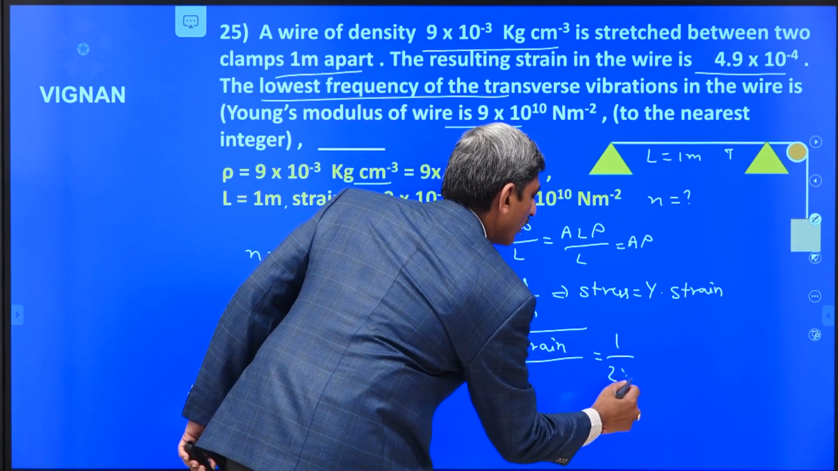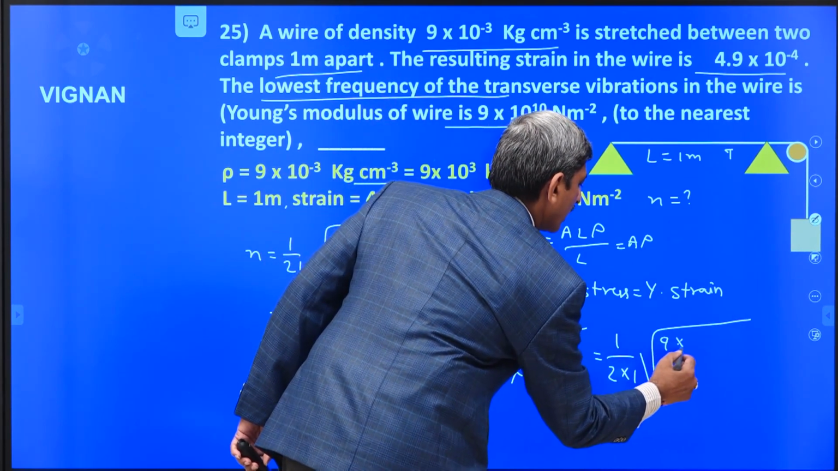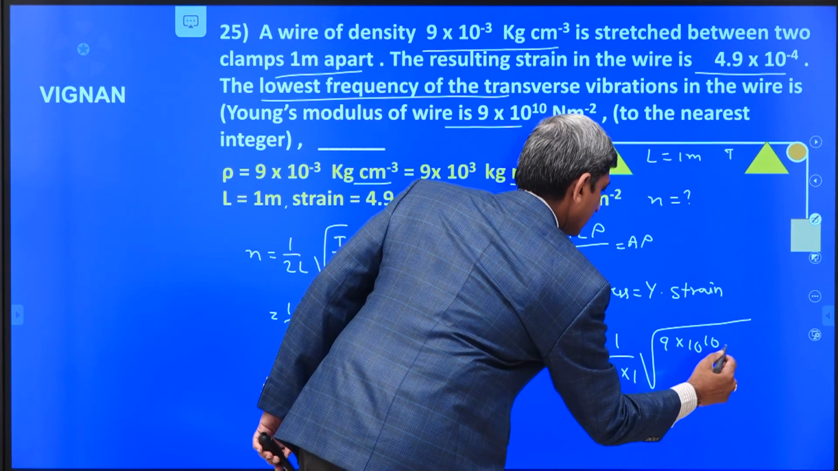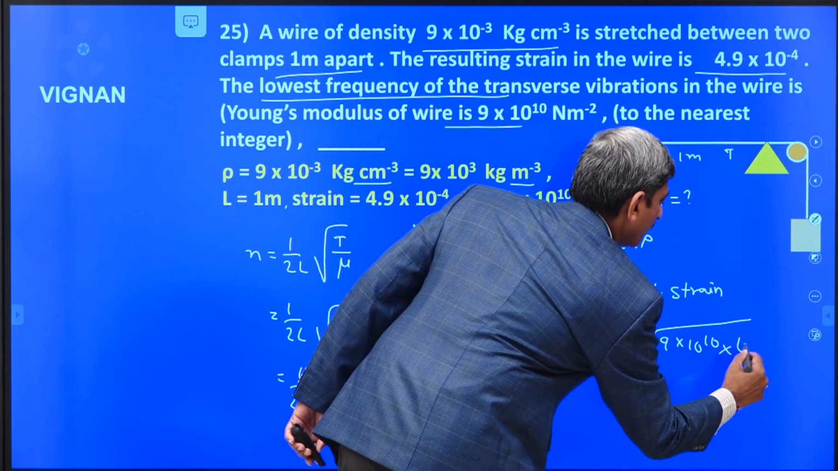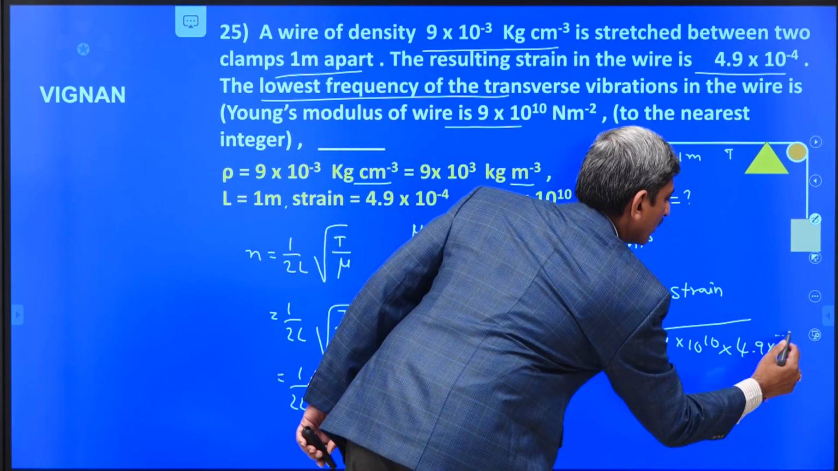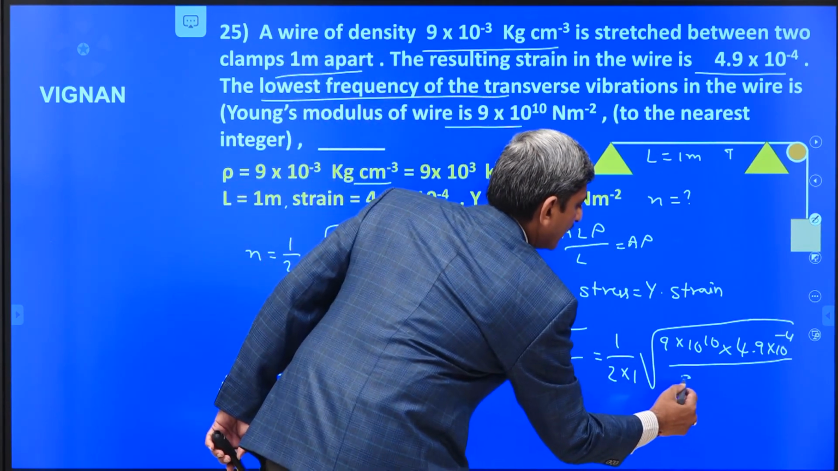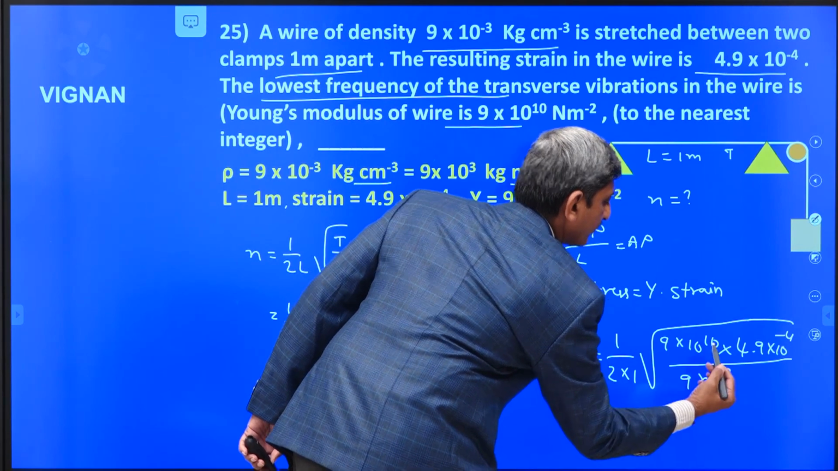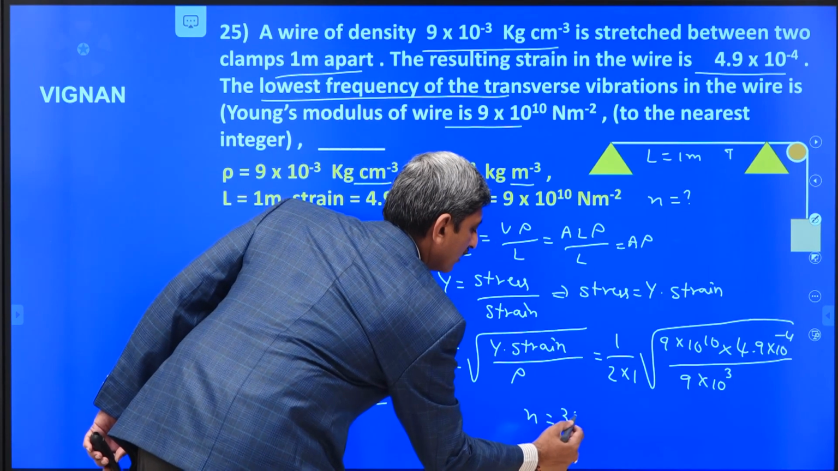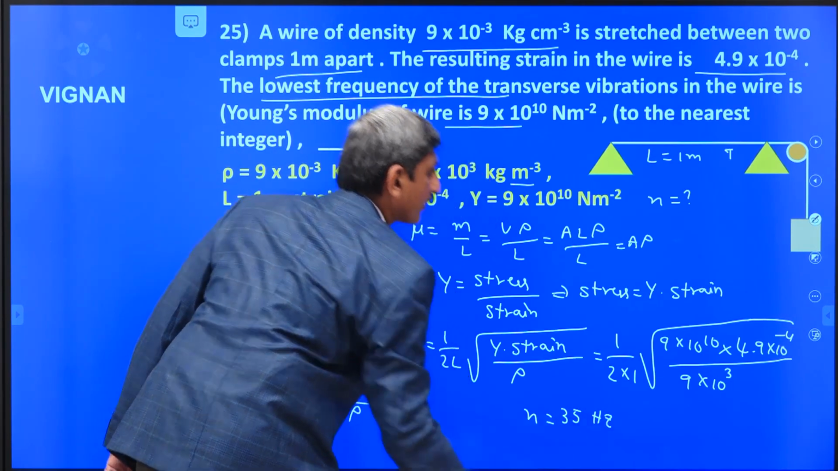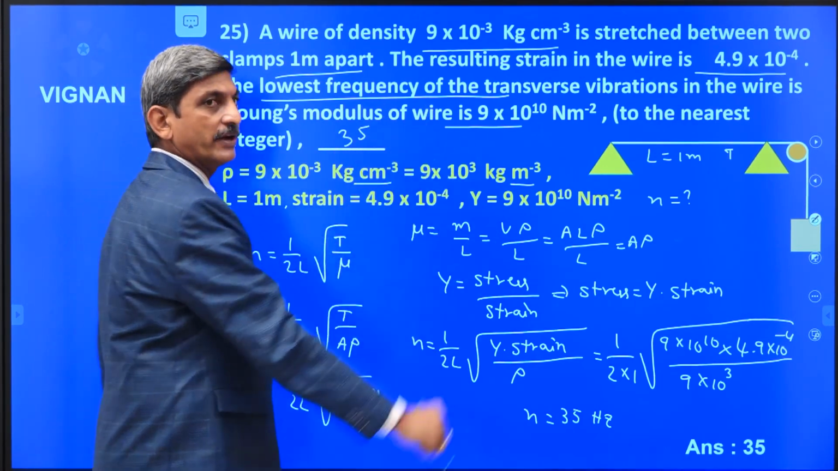This is equal to 1 by 2 into 1, root of the Young's modulus 9 into 10 to the power of 10 into the strain 4.9 into 10 to the power of minus 4, divided by the density of the wire 9 into 10 to the power of 3. So by simplifying that, you get n is equal to 35 hertz. So the frequency is n is equal to 35.